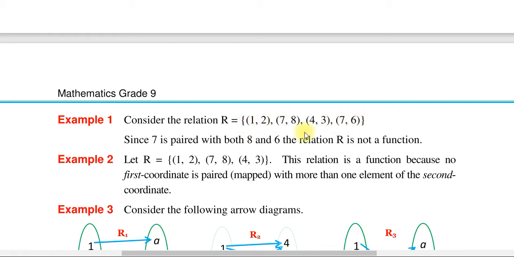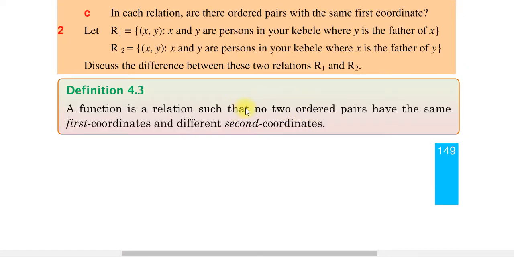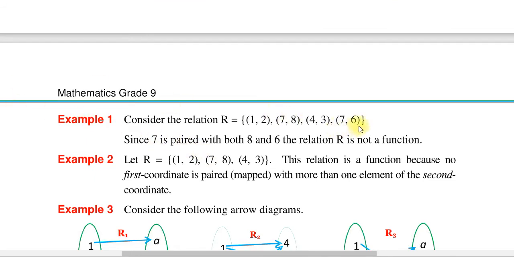Consider a relation R, a set of (1,2), (7,8), (4,3), (7,6). Since 7 is paired with both 8 and 6, relation R is not a function. Here 7 is paired with 8 and 7 is paired with 6. So we say it is not a function, because no two ordered pairs may have the same first coordinate and different second coordinate. Which are the two pairs? (7,8) and (7,6) are two pairs, but they have the same first coordinate, 7.